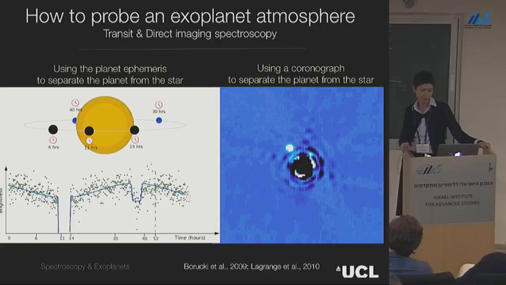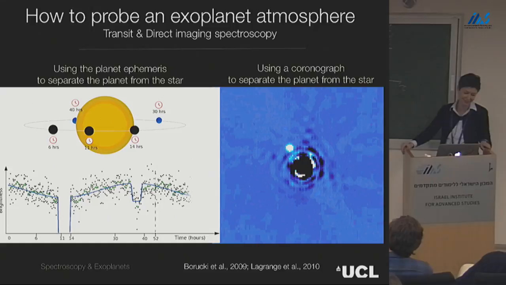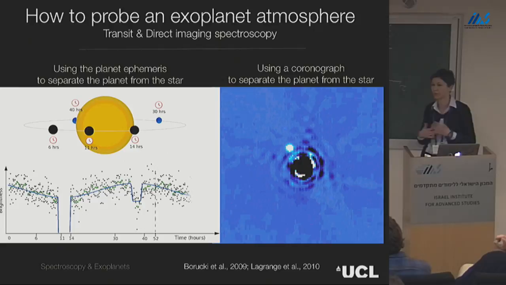The two main techniques, although there are some subclasses of these techniques, are of course transit and direct imaging. In one case, we are using the relative position of the planet with respect to the star to separate out the contribution of the planet. In the other case, we're using a coronagraph or a different device to null out the contribution of the star and focus on the planet. Of course, these techniques have been used also to discover new planets. Both can be used, in fact, to detect planets.